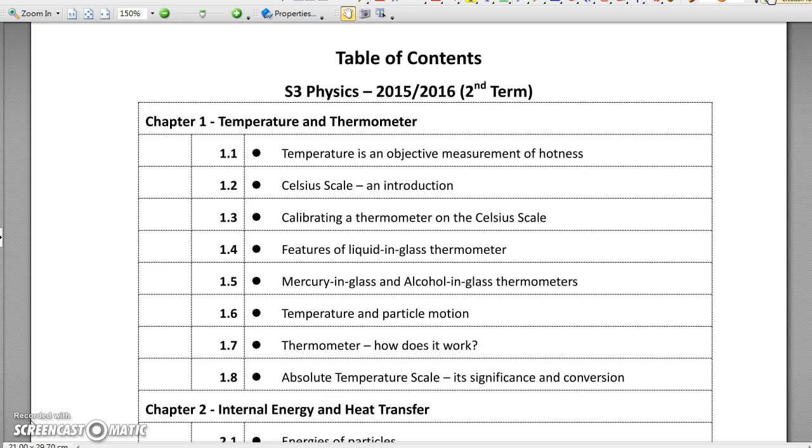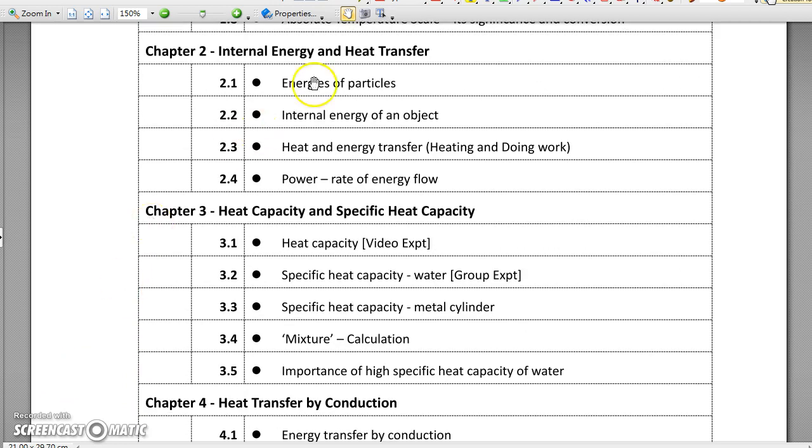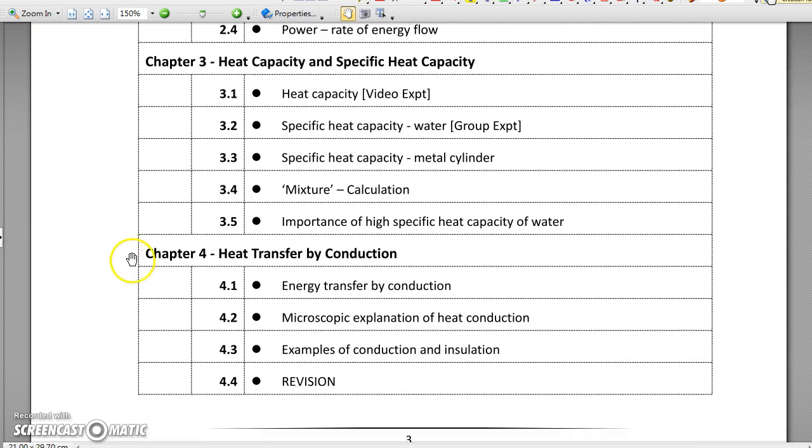In the first chapter, which is an introductory chapter, we will study temperature and thermometer. In the second chapter, we will study internal energy of an object and talk about heat transfer. And then chapter 3 is heat capacity and specific heat capacity. This must be the most important chapter in this book. Lastly, it is chapter 4, heat transfer by conduction.